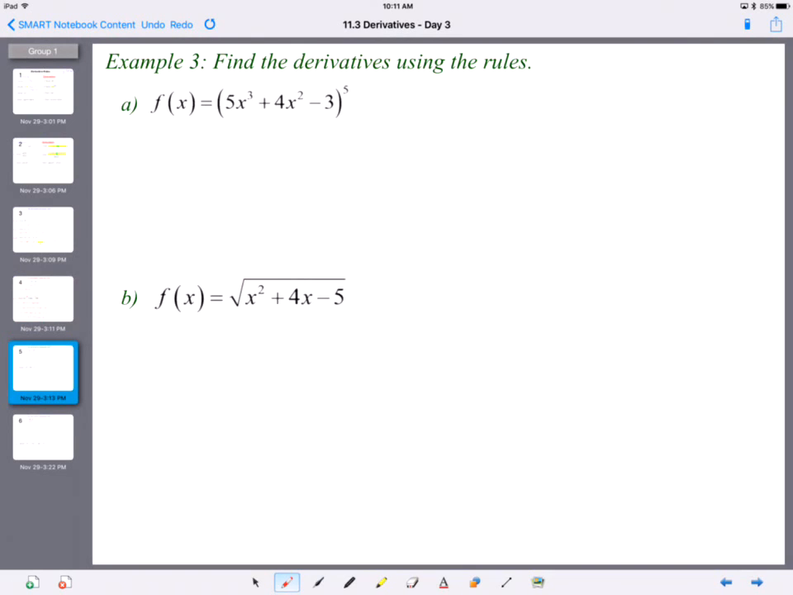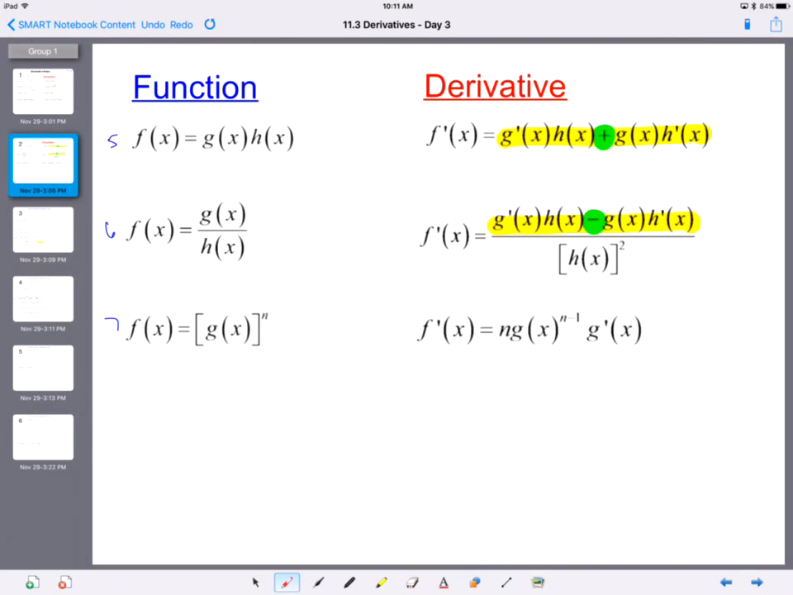Look at this one. So which rule is this one going to be? You got 5x cubed plus 4x squared minus 3. So you have a polynomial being raised to a power. That's going to be example or rule number 7 here. A polynomial being raised to a power. So very similar to kind of what we did earlier, but now we're doing it with a polynomial. So take a look at this right here. That's the one we're going to use.